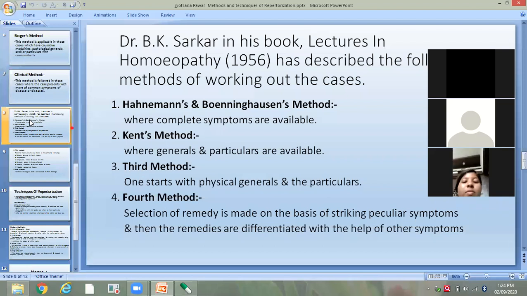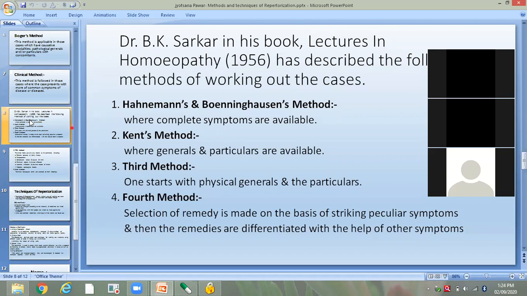Then according to Dr. B.K. Sarkar, in his book Lectures in Homeopathy, he has described the following methods of working out the cases. According to Dr. B.K. Sarkar, he introduced 6 methods of repertorization.